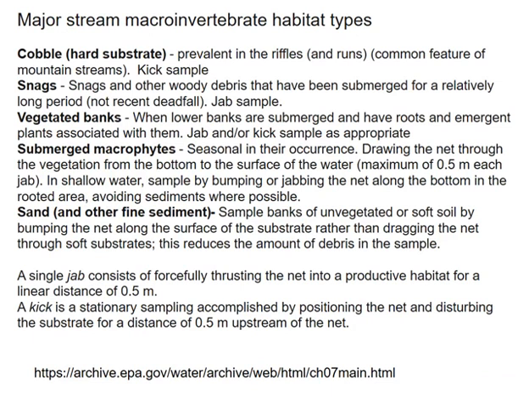So just to give you an idea of the main invertebrate habitat types: cobbles, snags, which is woody debris, where you do a jab sample, vegetated banks, submerged macrophytes, and fine sediments. So you would sample those in the appropriate way. The main types of samples are jab samples, which is forcefully thrusting the net into a productive habitat for a linear distance of 0.5 meters.